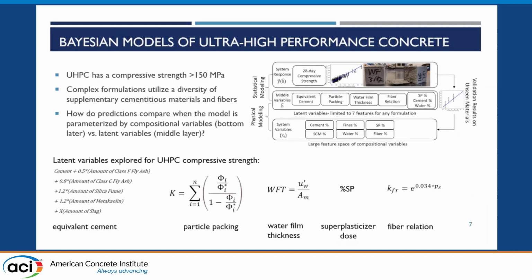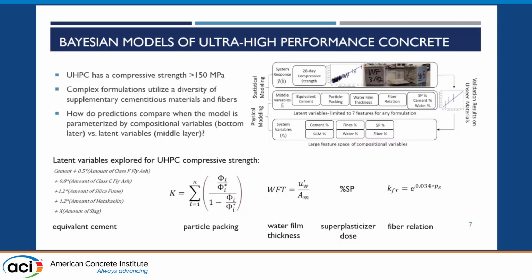In this work, the authors exploited two different Bayesian models to predict the compressive strength of UHPC. UHPC, just briefly, gives really high compressive strength, more than 150 megapascal. Typically, it has a low water-to-cement ratio. But because of this, you have to use superplasticizer. So it's actually challenging to design a really good UHPC, and also it's hard to model, obviously.